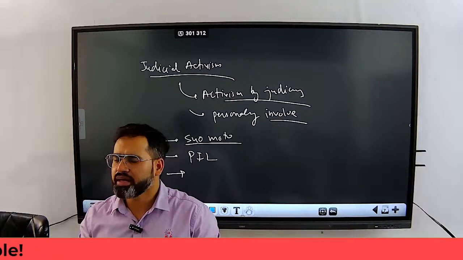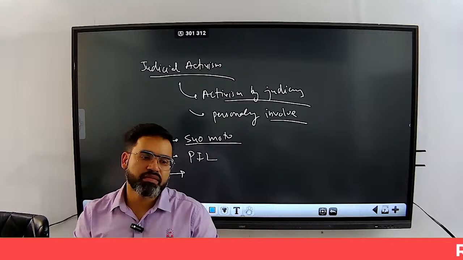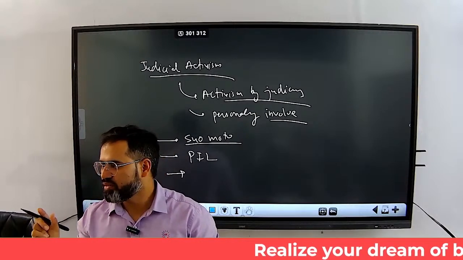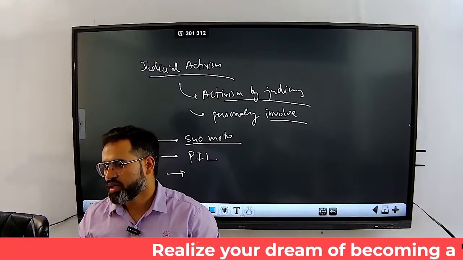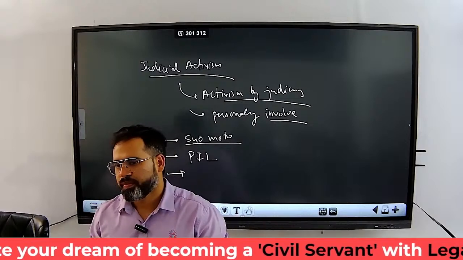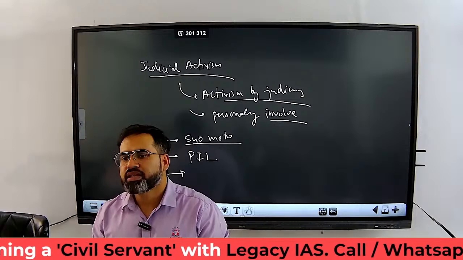So it is not available even in the USA. But judicial review is available in the USA. Actually, we have borrowed it from the USA only. The term judicial review we have borrowed from the USA only. But the USA does not have judicial activism like we have. Example, the Kesavananda Bharati case.